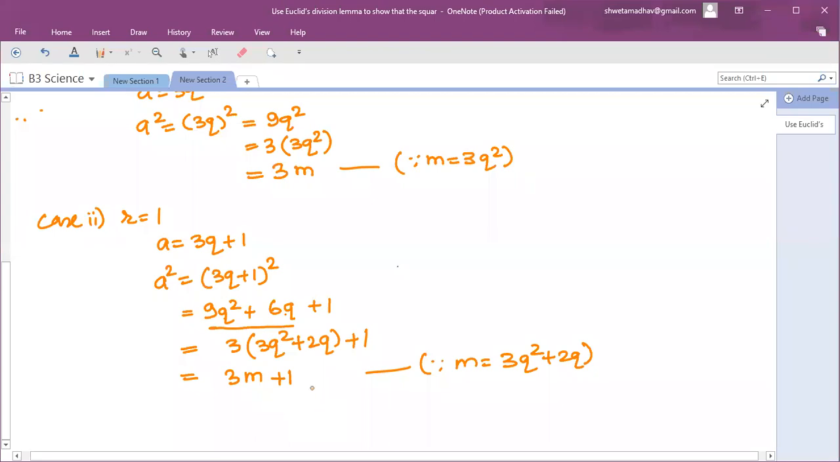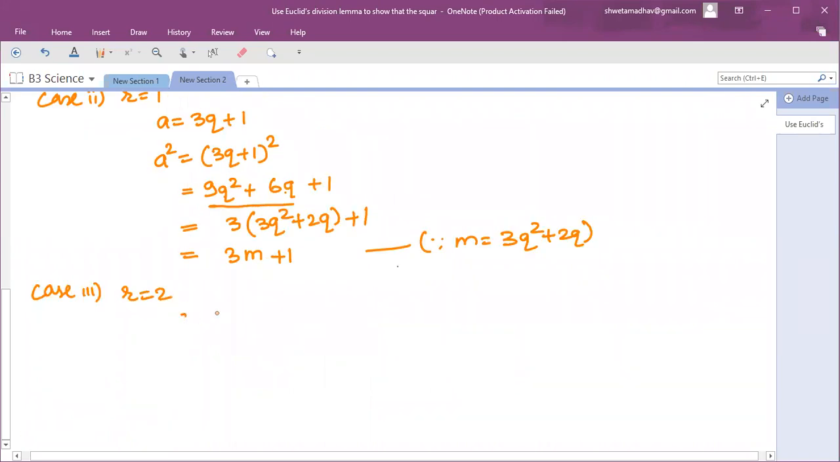Right? So we have shown the square of a number is of the form 3M plus 1. And then case 3, when the remainder is 2. So when the remainder is 2, A is equal to 3Q plus 2. Then finding the square: it is equal to (3Q plus 2) whole square. So the square is A square plus 2 into A into B, that is, 2 3s are 6, 2s are 12, 12Q plus B square, which is 4.